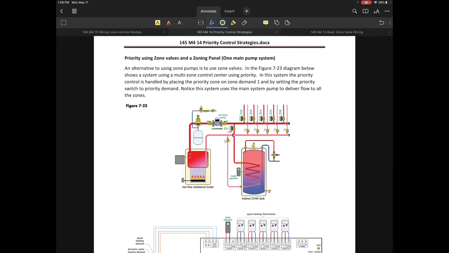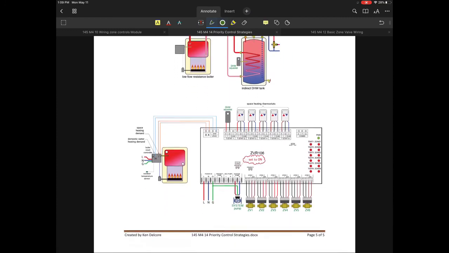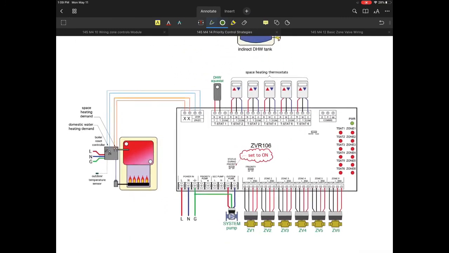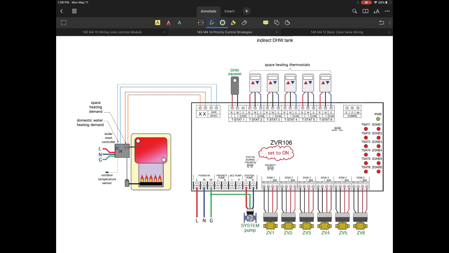All right, let's take a look at another one. This time we'll do a very common, typical one-zone-pump type system. So we have a system pump that has zone 1 through zone 6, so we're going to use a bunch of those zones. Now when we do this, what we're going to be looking at is very similar to the previous diagram where we did it with a zone circulator, but this time we're going to change it around a little bit.